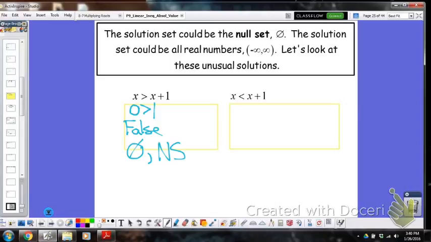Looking at the other one, again, if we subtract x from both sides, we'll get 0 is less than 1, which is true. That's a true statement. So we say that that would be the set of all real numbers, so negative infinity to infinity, or the symbol for all real numbers. So everything we can put in for x would be a solution to this inequality.